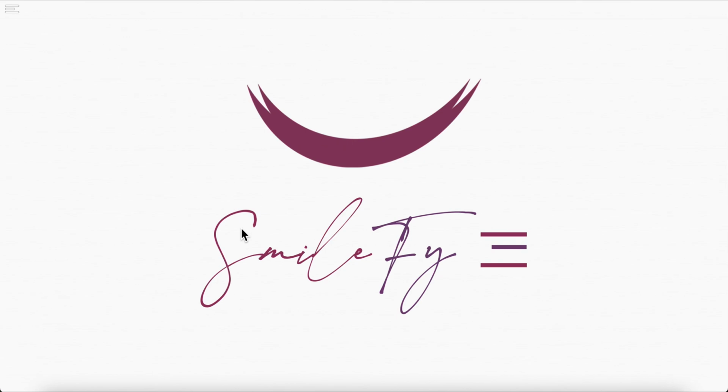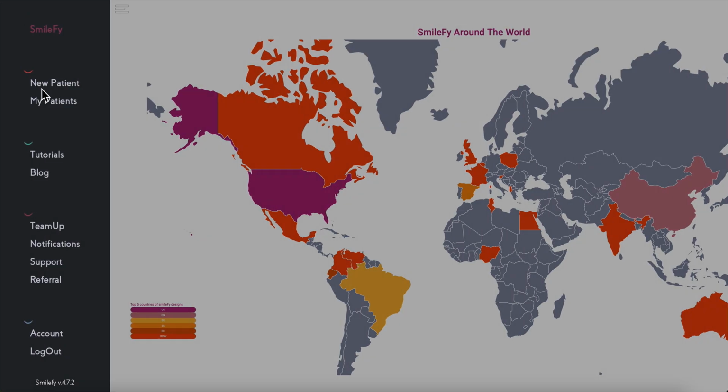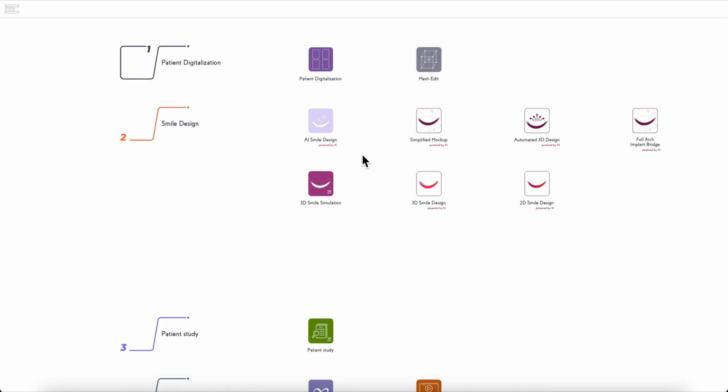Hello, today we will explore the AI Smile Design and how to use it. The goal here is to present your patient with a simulation in just a few clicks. On the main menu, choose New Patient and then click on AI Smile Design.